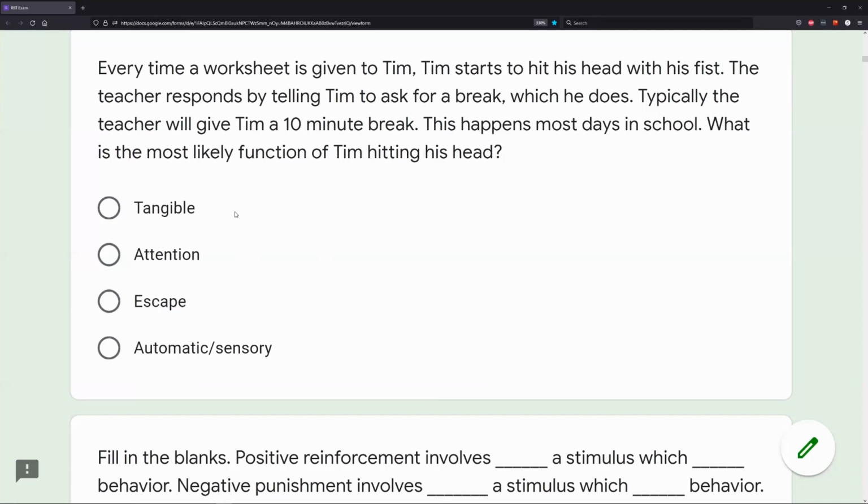Tangible is gaining access to an item. Attention is gaining access to attention. Escape avoidance is getting away from a stimulus. And then automatic sensory is something that doesn't need social mediation, and it happens because it feels good.